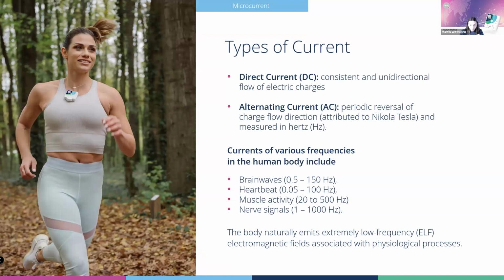Of course, we have different currents and different frequencies already in our body. Brain waves, for example, are 0.5 hertz to 150 hertz. Heartbeat, 0.05 hertz to 100 hertz. Muscle activity, 20 to 500 hertz. And nerve signals, 1 to 1000 hertz. And that's also, for example, McMakin. Most of the programs are in this range of 0 to 1000 hertz, because that's what our body actually knows and produces itself.